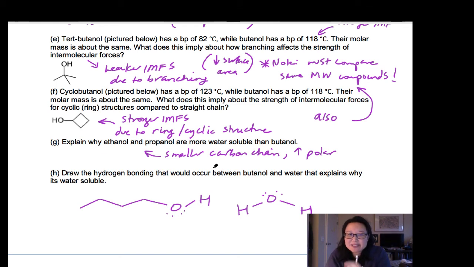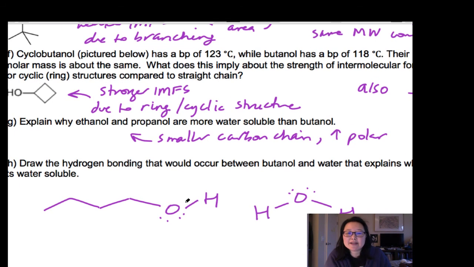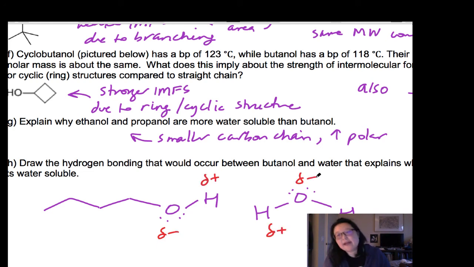Finally, our last question, butanol, here it is drawn out, and water drawn out. The OH groups are very polar, so that is where they will hydrogen bond. I would start with the dipoles and then figuring out who's attracted to who. So we've got our oxygen and our hydrogen. They would be attracted to each other. So there's one hydrogen bond. And then you could draw another hydrogen bond this way to another water molecule if you wanted to.